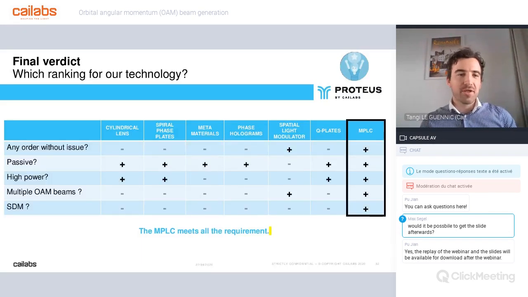So to summarize what we said in the last slide with the five different criteria, we can check that the MPLC meets all the requirements.